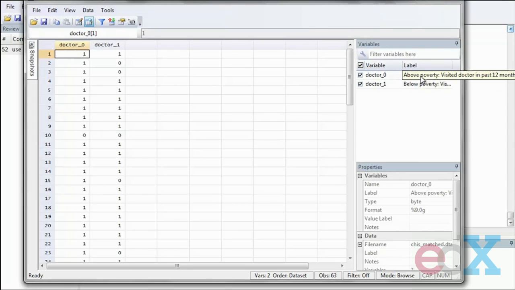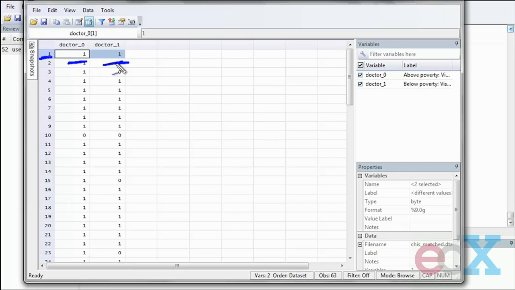One variable is this Dr0, which is among those who are above the poverty level, whether they visited the doctor in the past 12 months, and among those who are below poverty level, whether they visited the doctor in the past 12 months. That's the Dr1. So one line in this data set corresponds to one matched pair. So let's just look at observation 1. For observation 1, they have a 1 for Dr0 and a 1 for Dr1.